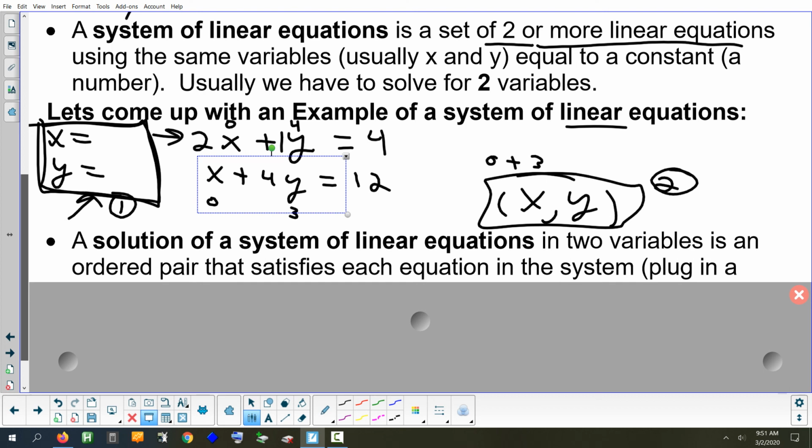Every problem we do this week, you can either write your answer like I did in box 1, x equals, y equals. Or write your answer like I did in box 2. x comma y, the coordinate. It means the same thing.